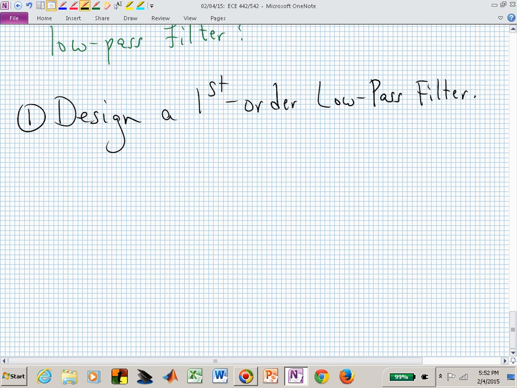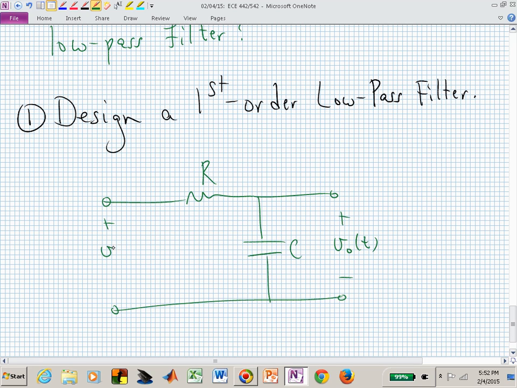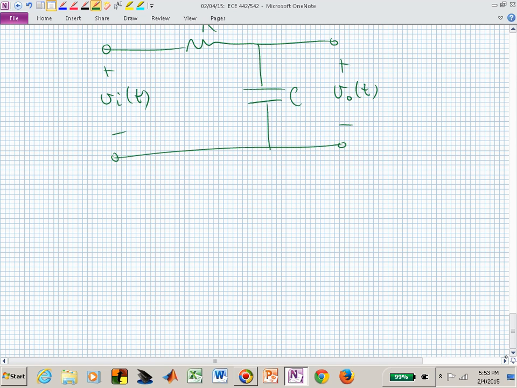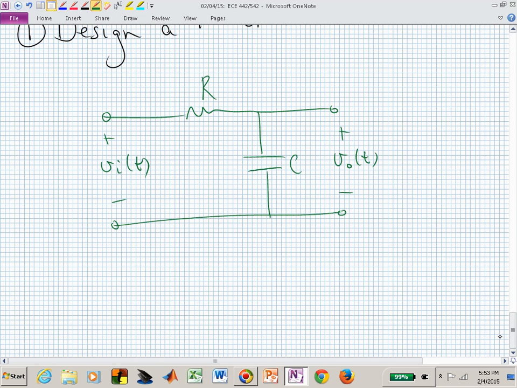Do we need more time? What did we draw? I hope somebody remembers a little bit about 320, maybe, you drew an RC filter. Here's the output, and there's the input. And now, what's the transfer function of that low-pass filter?